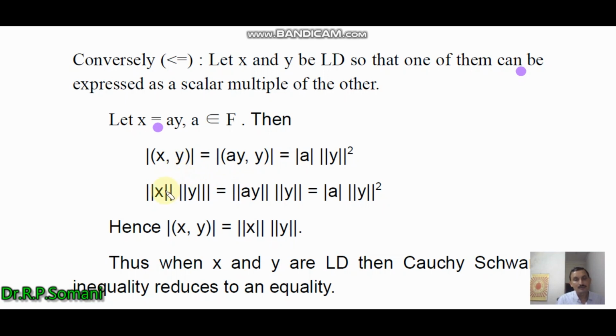In the second part we calculate norm x times norm y equals norm of a y times norm y, which equals modulus of a times norm y square. So from these two we obtain that the modulus of the inner product of x and y equals norm x times norm y. Thus when x and y are linearly dependent, the Cauchy inequality reduces to an equality. Sorry, the inequality reduces to an equality.